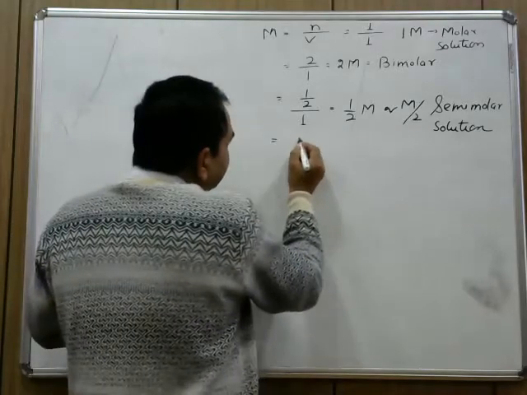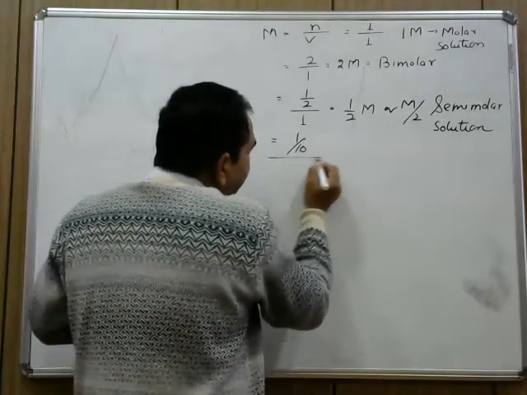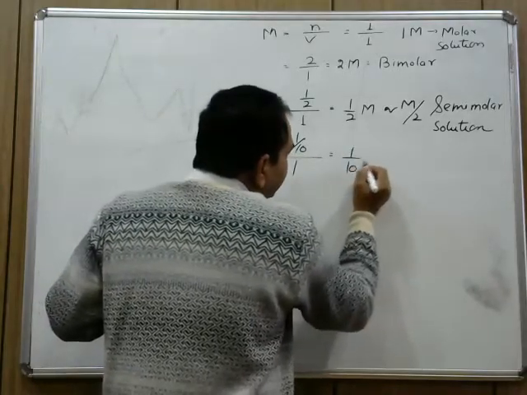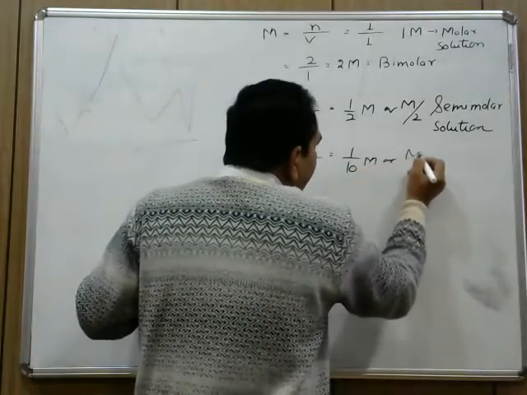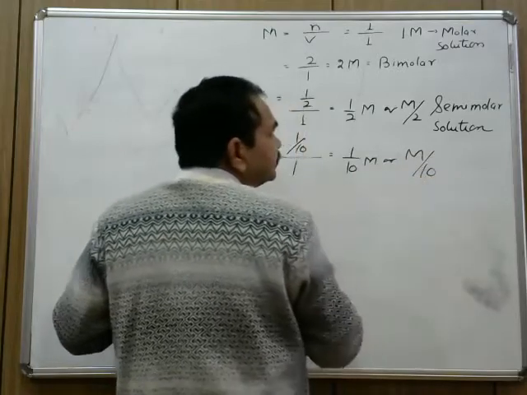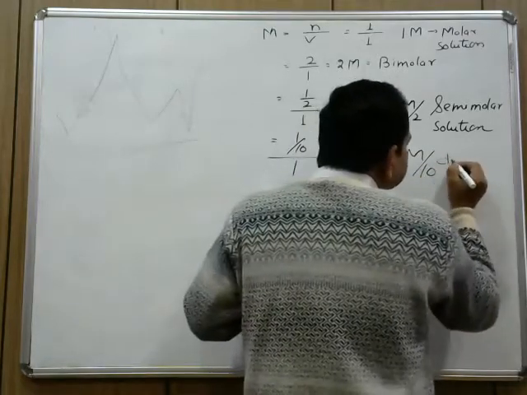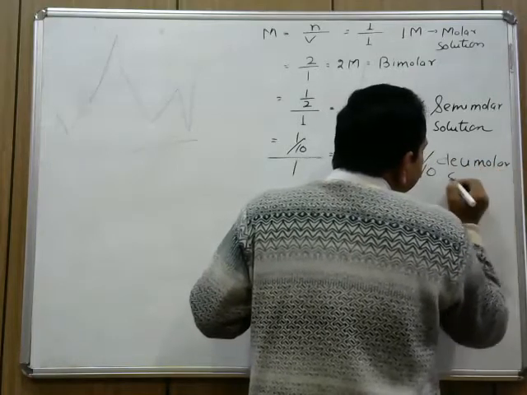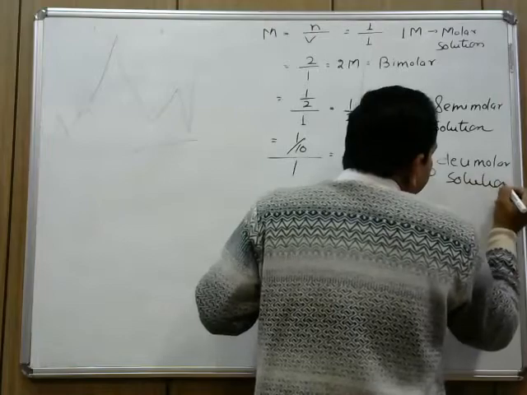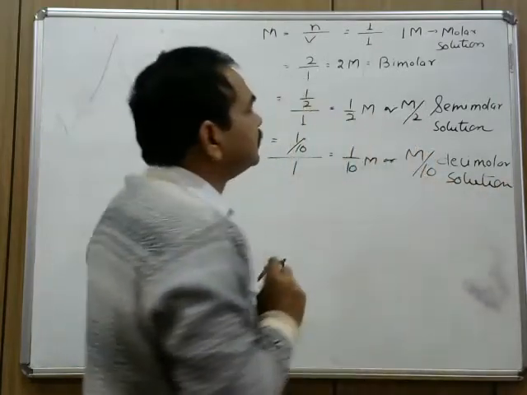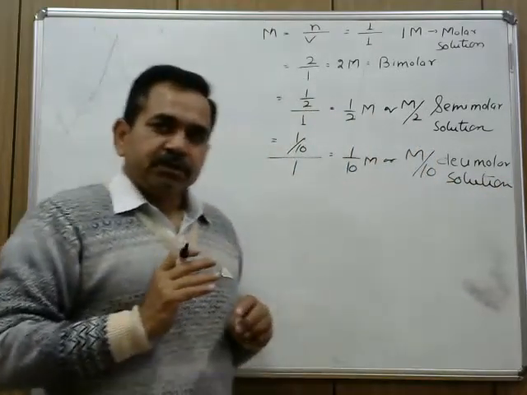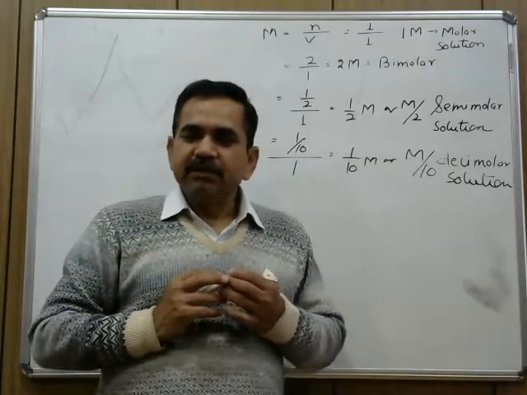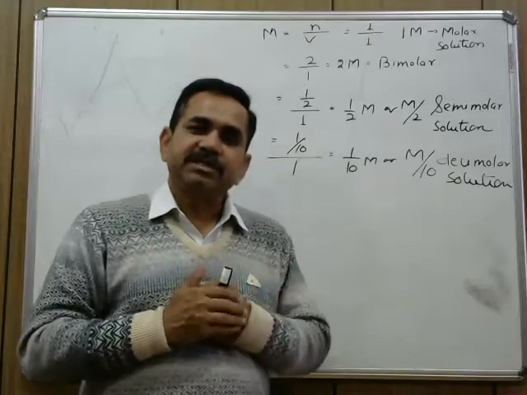Similarly, if it is 1 by 10 upon 1, so it is 1 by 10 M or M by 10, or it is called a decimolar solution. So I am quite sure that with these examples you are very well able to understand the concept of molarity.